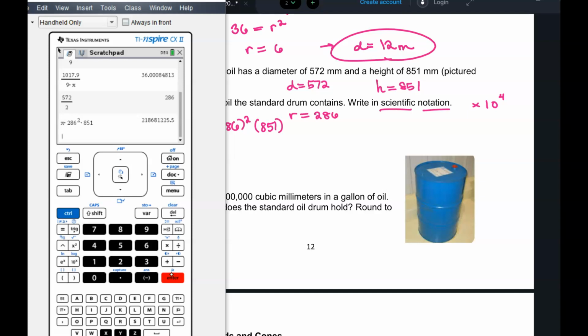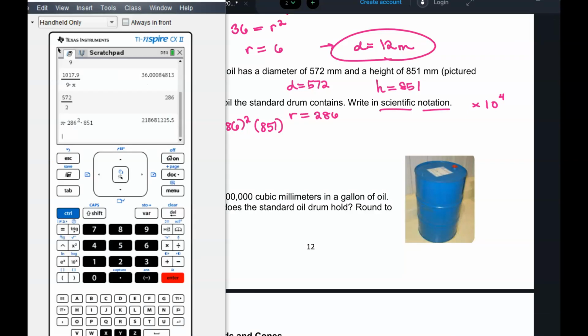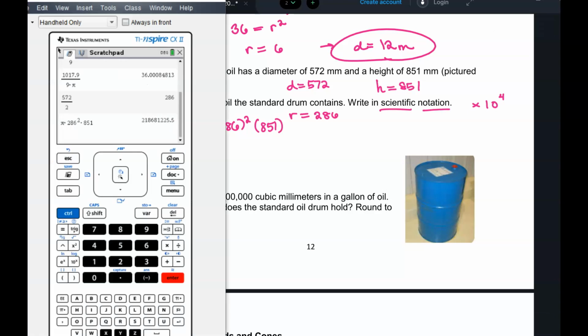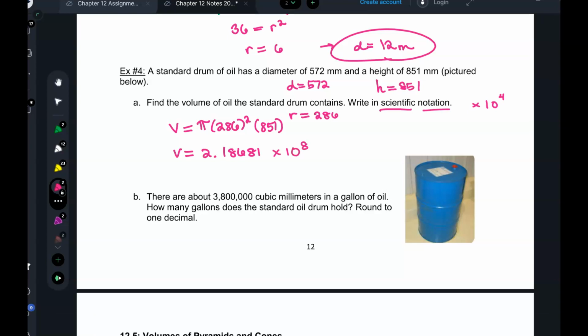So 2.1 or 2.2. Does it say how much? In this case with my calculator, this is really weird. I got 2 point something decimals and then E. Did yours have an E? Tell me what yours says. 2 point what? 18681 E8. When you calculate and it shows up with the E, that's times 10 to a power. So your calculator already gave it to you in scientific notation.